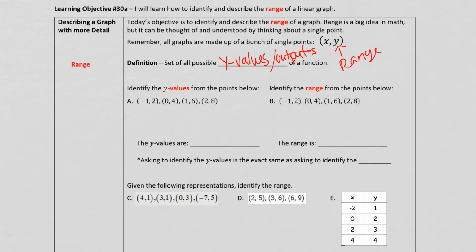So identify the y values of each point below. We're not looking at the x anymore, we're looking at the second number of the ordered pair, which is your y. And on these, we're looking at 2, 4, 6, and 8. If we want to identify the range of the points, again, we're looking at the y values, the second number of the ordered pair. On this one, it's going to be 2, 4, 6, and 8. Asking to identify the y values is the exact same thing as asking to identify the range.